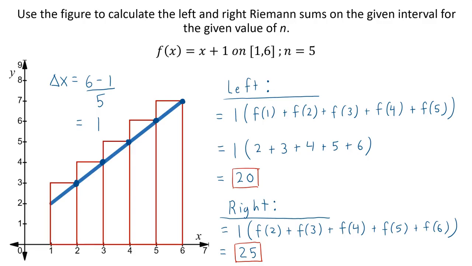If the function is decreasing, the left sum will be an overestimate. Likewise, the right sum, if our function is increasing, will overestimate the area. And if our function is decreasing, the right sum will underestimate it.